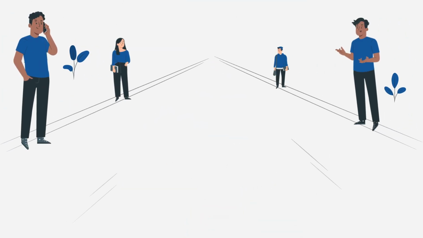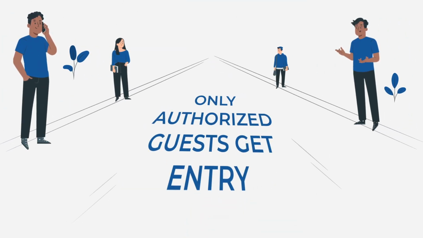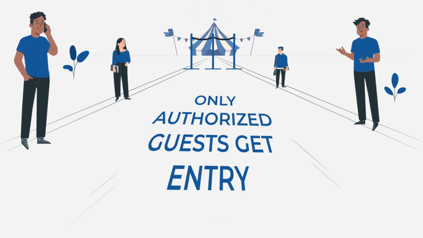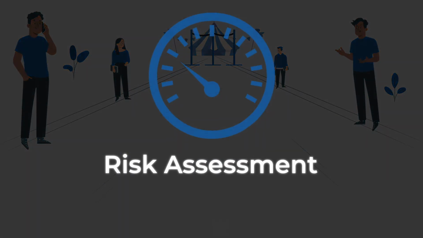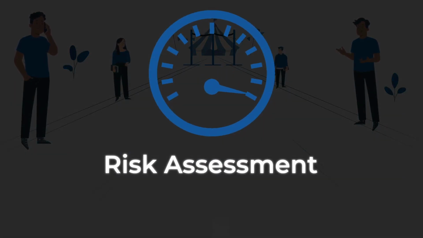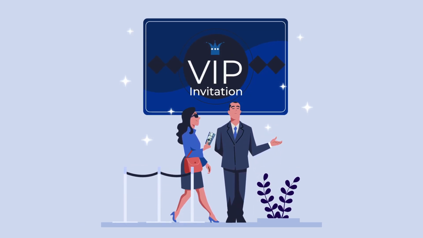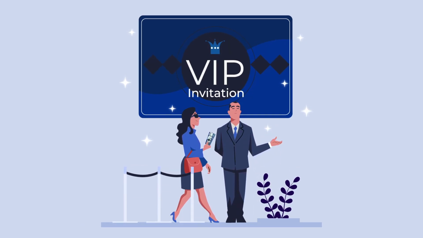With these tickets, only authorized guests get entry to your venue. So security is another thing you can take off your list. Lastly, make sure you do a thorough risk assessment in advance. This is especially true if you are inviting a VIP or a celebrity to the event. The risk assessment will help you take necessary security measures to ensure an A-grade event.